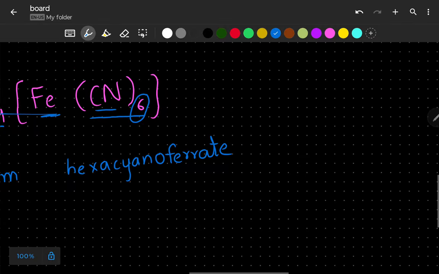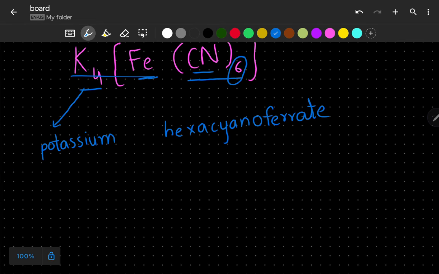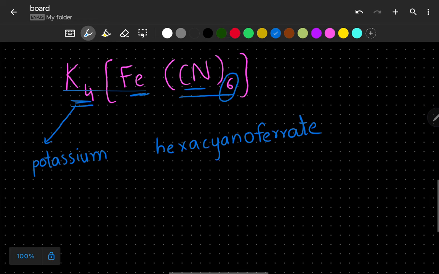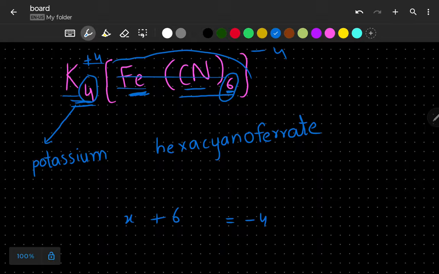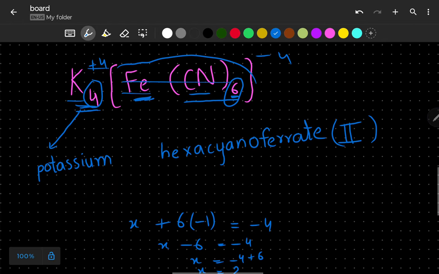And now calculate its oxidation state. If this is +4, then this whole complex will be -4, equal to the Fe plus ligands. We have to find the oxidation state of iron, and for cyano, 6 times -1. X minus 6 is equal to -4. X is equal to -4 plus 6. X is equal to 2. So we will write it in Roman numeral II. So the first compound has been named.